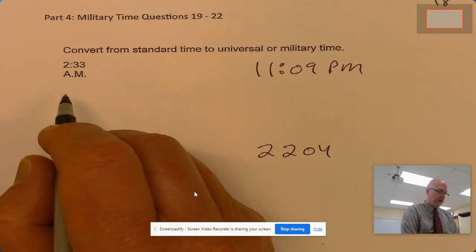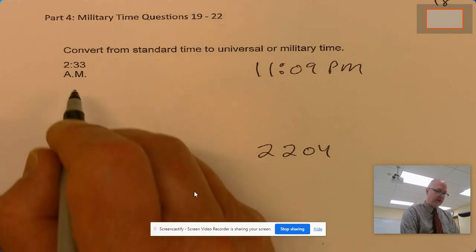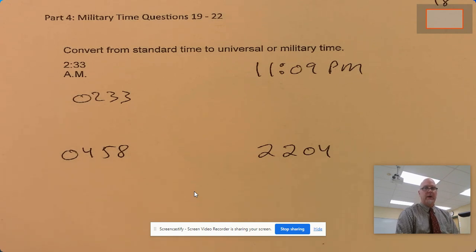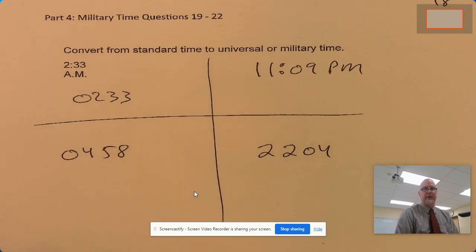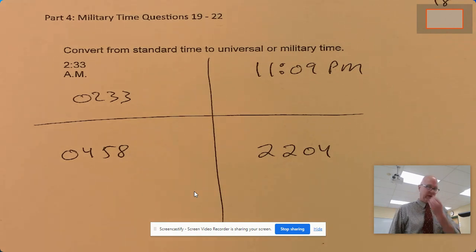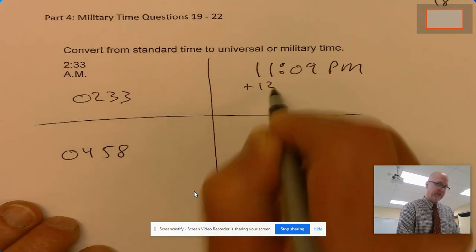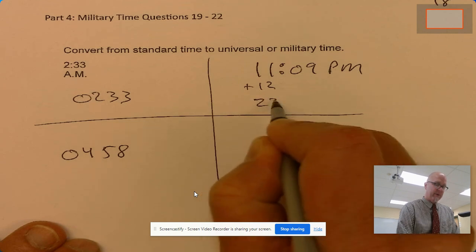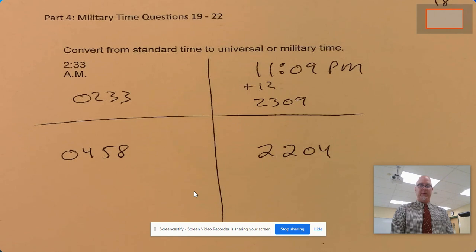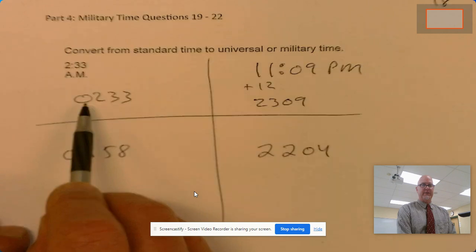When we go from standard to military time, we talk about something to do with the 12-hour day. The military time for 2:33 a.m. is going to be 0233. Notice military time does not have any colon in the middle. It does not say a.m. or p.m. The answer for this one in military time is just to add 12 and drop the colon, because it's 12 hours past noon. This number is less than noon, so I just leave it with a 0 in the front.